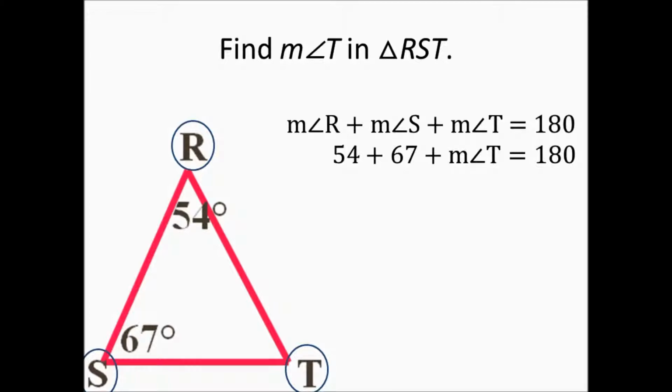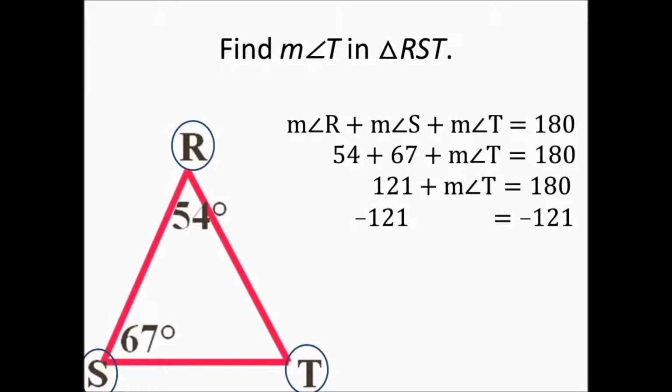54 plus 67 equals 121. We bring down the measure of angle T, which is all equal to 180 again. Now we subtract 121 from both sides. So the measure of angle T is equal to the measure of 180 minus 121. The measure of angle T is equal to 59 degrees.